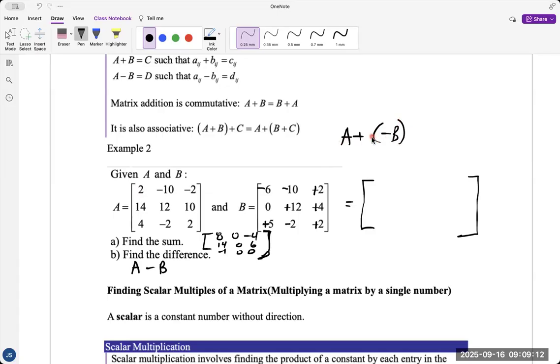And I'm doing that because it's easier for me to add, especially since I added so much in the previous problem. So 2 plus -6, -4. -10 plus -10, -20. -2 plus +2, 0. 14 plus 0, 14. 12 plus 12, 24. 10 plus 4, 14. 4 plus 5, 9. -2 plus -2, -4. 2 plus 2 is +4. And there we go. There is the difference and the answer to this part B.